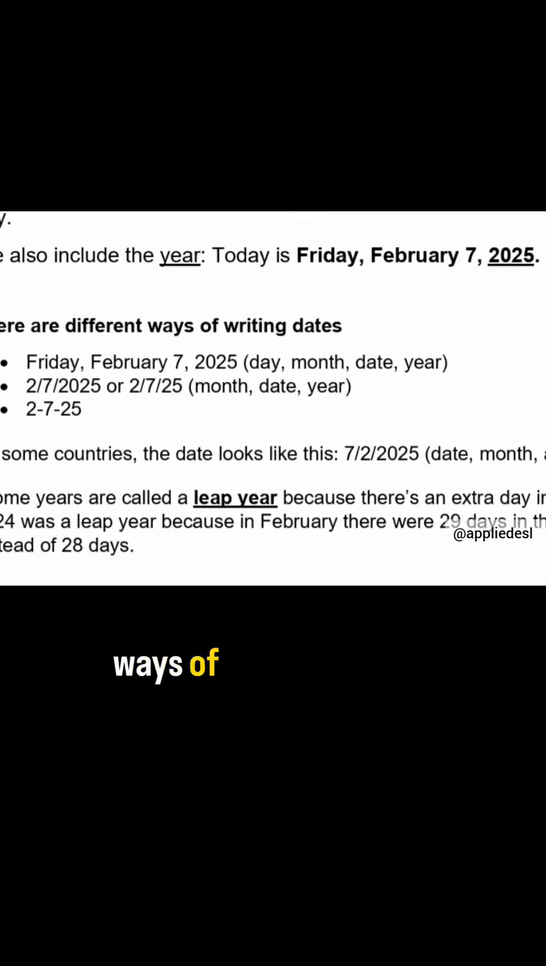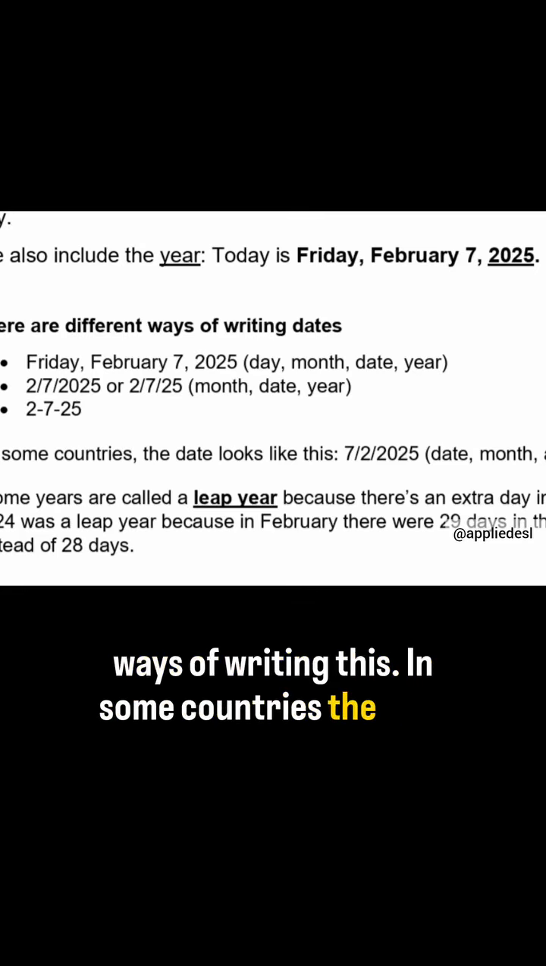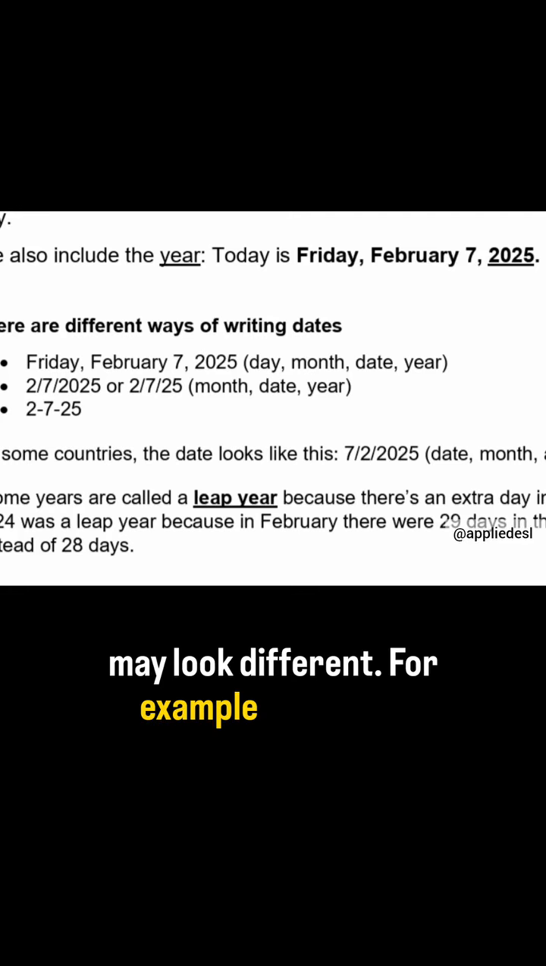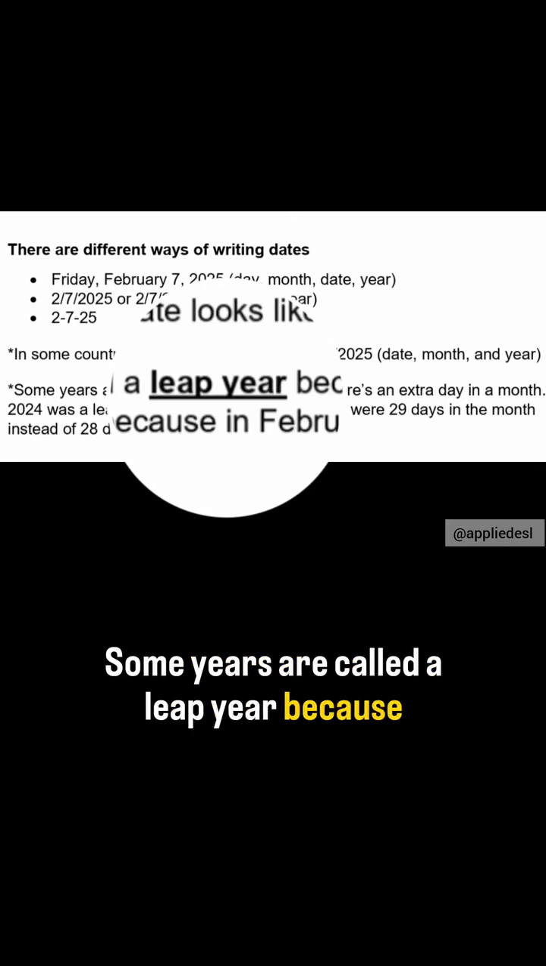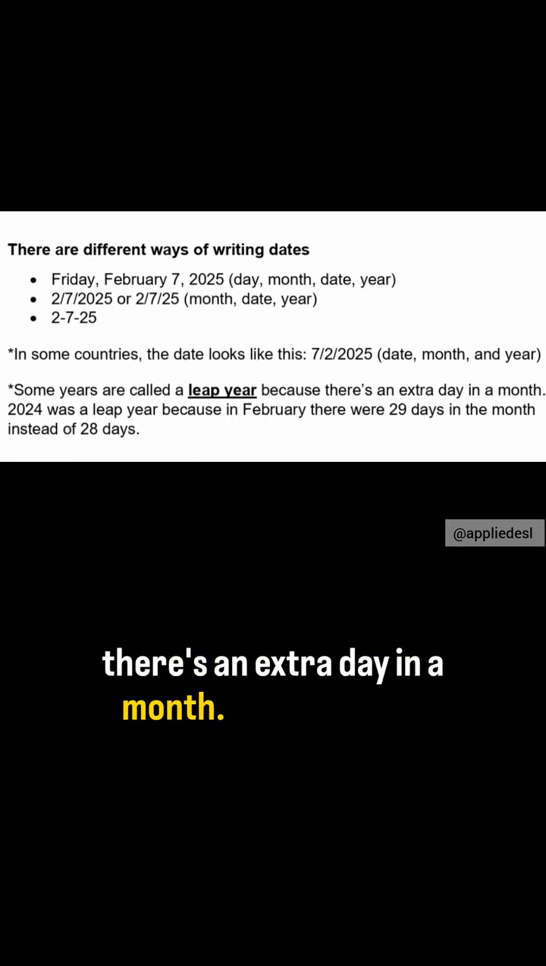And there are different ways of writing this. In some countries, the date may look different. For example, you would write the date first, then the month and year. Some years are called a leap year because there's an extra day in a month.